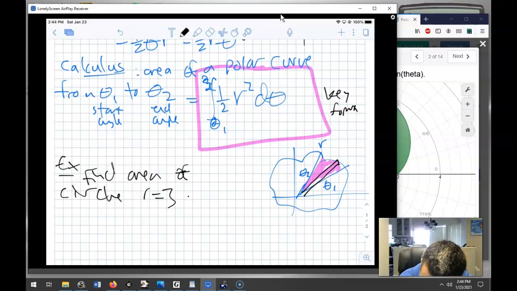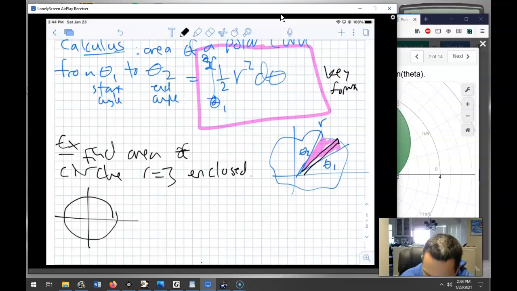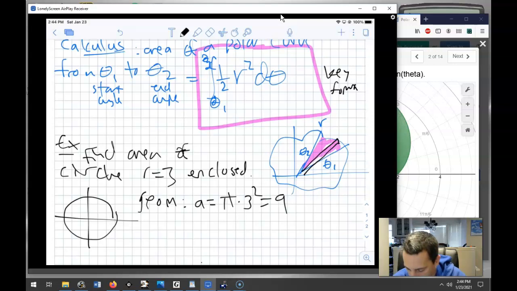Find the area that is enclosed. Now you guys know that is a circle of radius 3. It's saying the radius is always 3, so it gives us a circle. Now, in geometry, of course, we can look at this and just say the area is pi times 3 squared, which is equal to 9 pi.